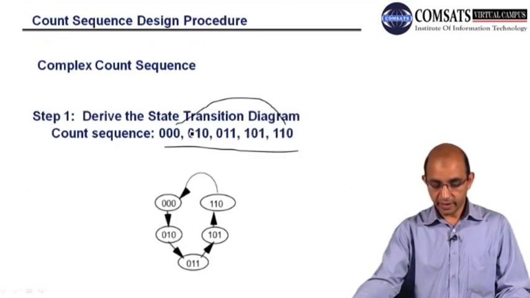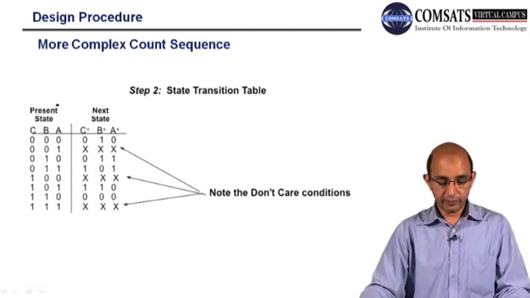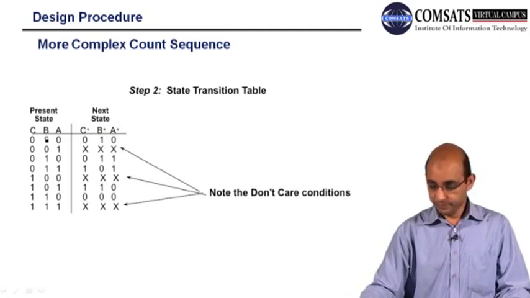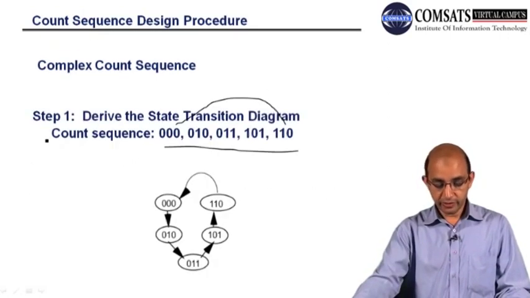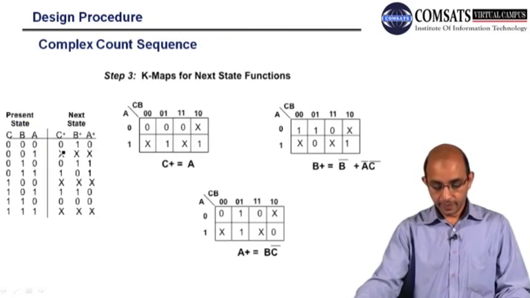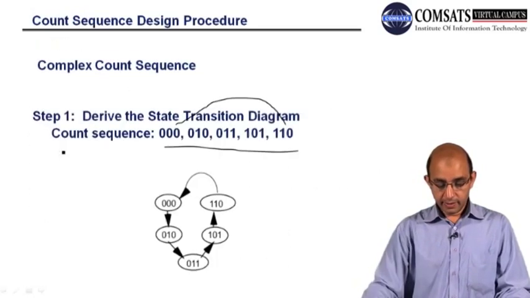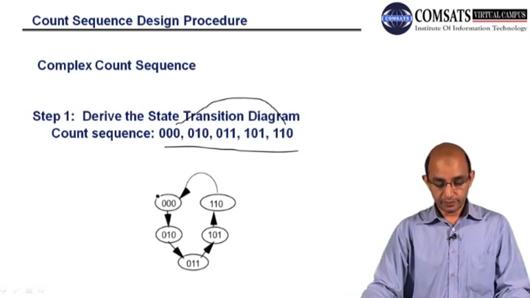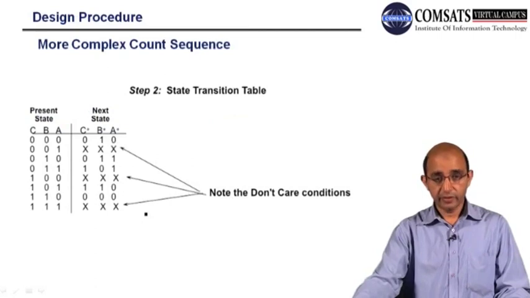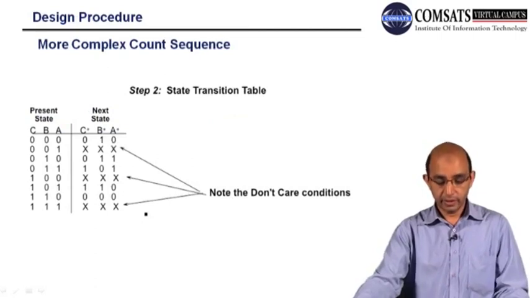So from this state diagram, what we can have is the state table, right? So here we have present state, next state, right? So if I go back, 0 0 0, this is very simple. Next state should be 0 1 0. So here 0 0 1, right? So this is another difference from the normal counting, right?